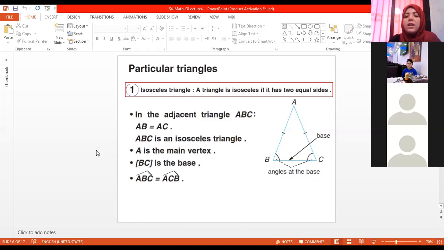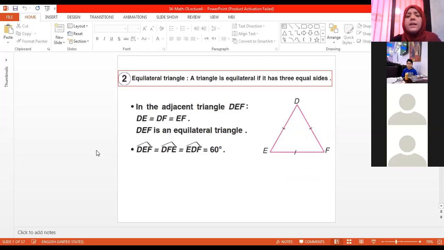Okay, and what's special about a main vertex is that when I say, for example, main vertex A, that means AB is equal to AC, and angle ABC is equal to angle ACB, okay? So that's why it's very important to identify the main vertex in a triangle. Now the equilateral triangle, as we said, it has three equal sides and three equal angles. Each one of them is 60 degrees.